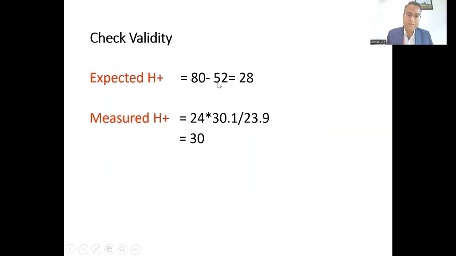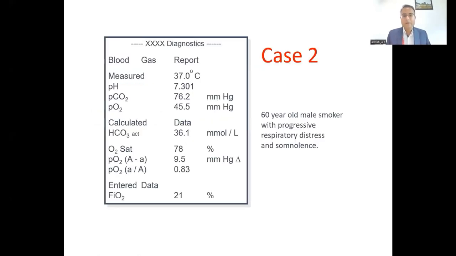If you see here, the pH is 7.52. So if we calculate by the rule of 80 minus 52, the expected H+ ion level will be 28. Similarly, with the equation 24 times PCO2 over bicarb, the H+ ion concentration is coming around 30. That means both of these values approximate each other. We can say the ABG is valid.